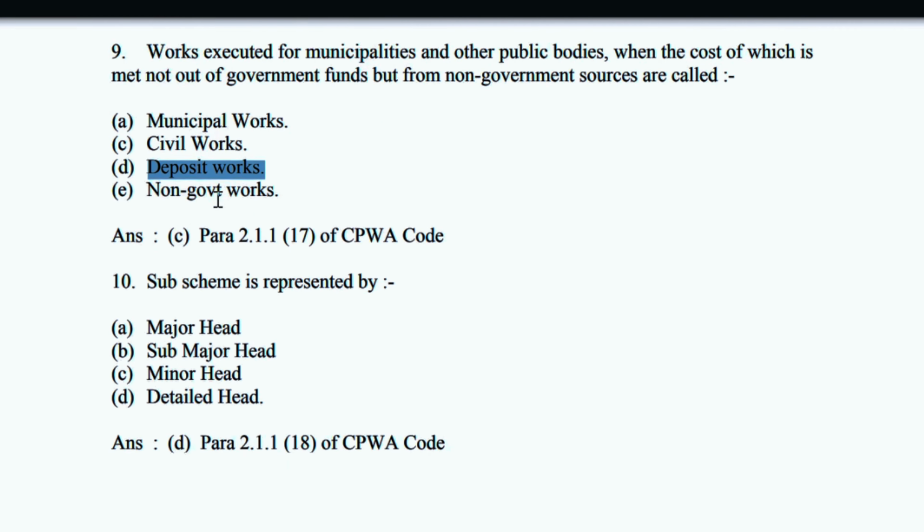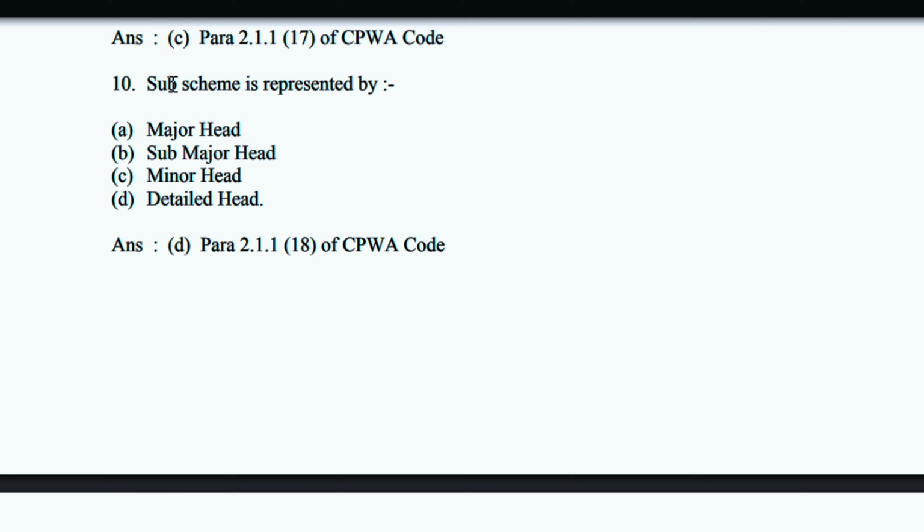Serial number 10. Sub scheme is represented by detail head. Yes, sub scheme is represented by detail head.